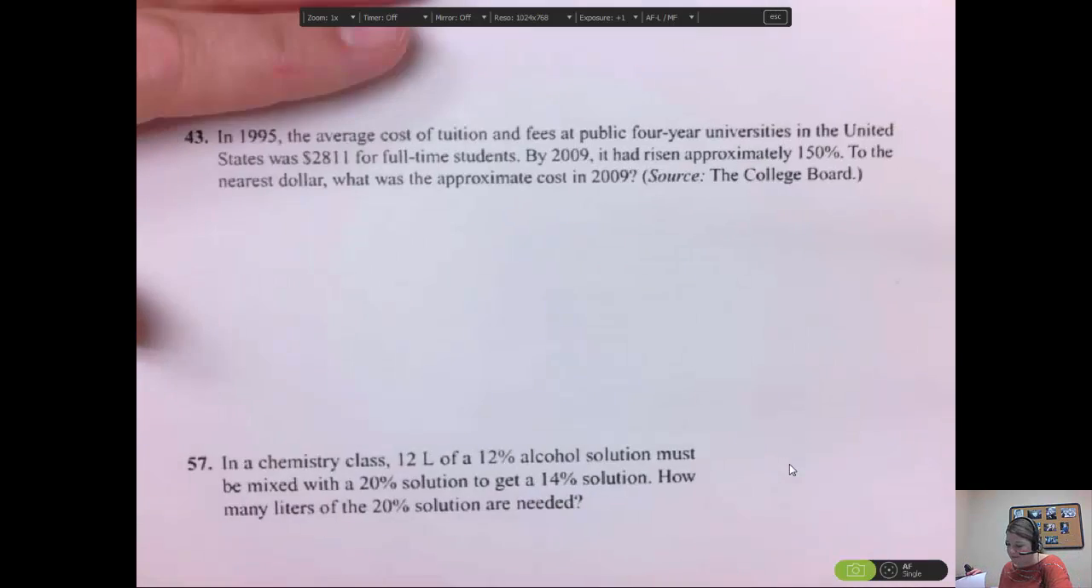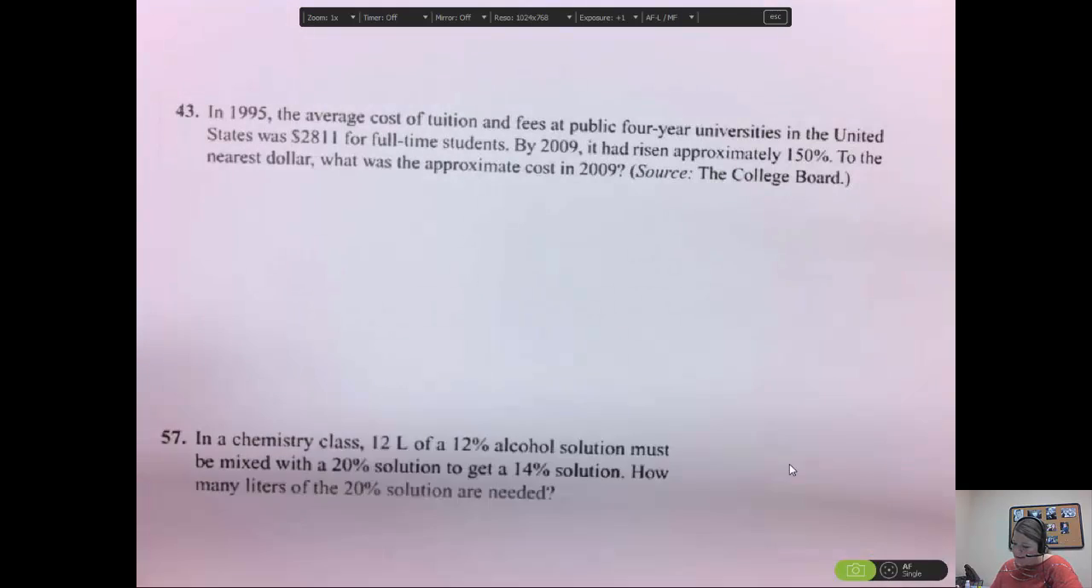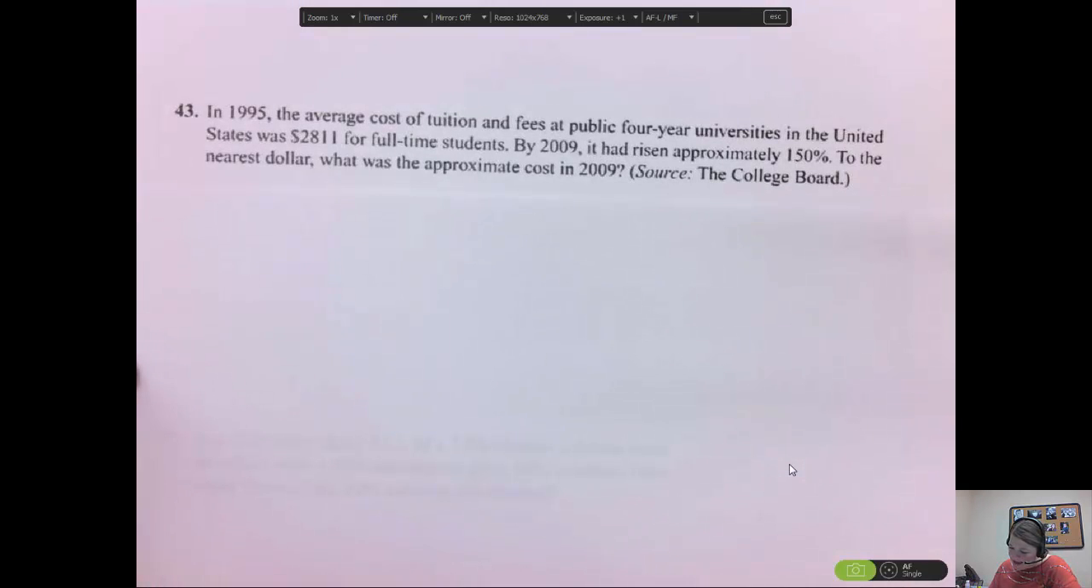Another problem here that I found says, in 1995, the average cost of tuition and fees at a public four-year university in the United States was $2,811 for full-time students. By 2009, it had risen approximately 150%. To the nearest dollar, what was the approximate cost in 2009? There's a couple ways again that you could think about this problem.